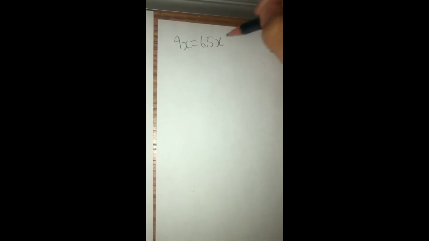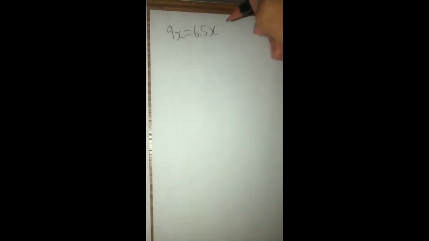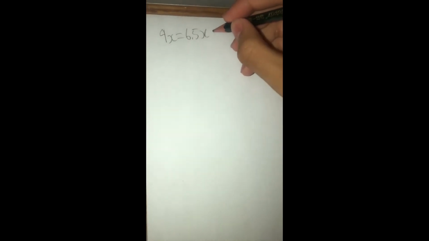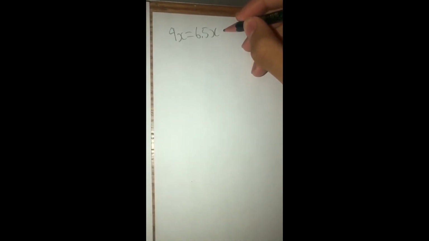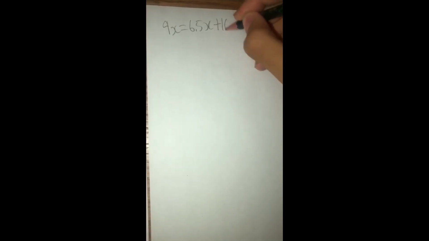But we already know that the rabbit is 160 meters away from the dog, and that means that the dog must make up that 160 meters in order to catch up to the rabbit. So we have to add 160 to this equation.